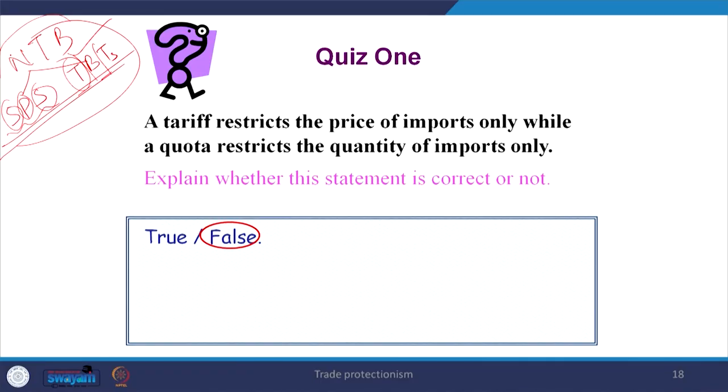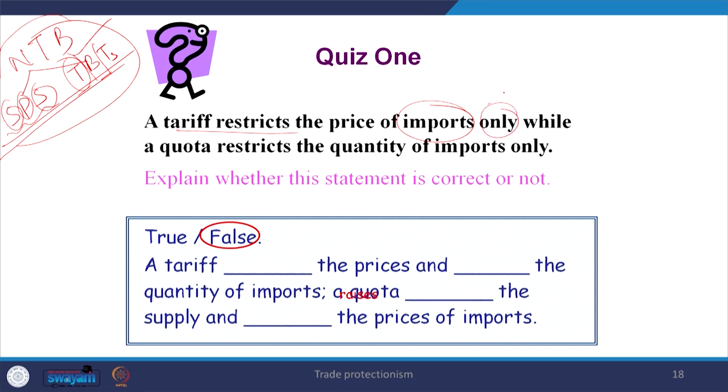Let us start with certain questions. A tariff restricts the price of imports only, while a quota restricts the quantity of imports only. Is it always true? Explain this as clearly as possible. Now, this is not 100% correct, because saying that a tariff restricts the price of imports only is wrong. A tariff can also restrict the price of exports, though usually it is imports. So, it is not 'only' that is the answer.